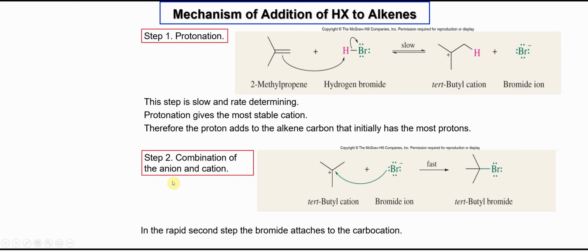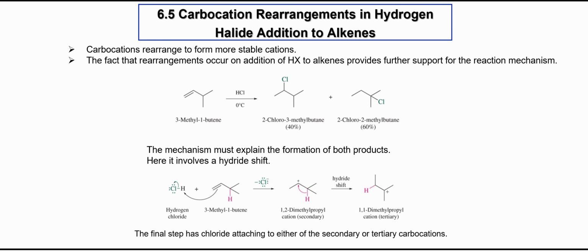The second step is the combination of cation and anion. Due to the positive and negative charges, the ions easily and rapidly combine to form a bromide or chloride. Again, hydrobromination and hydrochlorination are the more commonly used reactions for this addition to an alkene. You consider this reaction a Markovnikov reaction. It follows Markovnikov's rule.